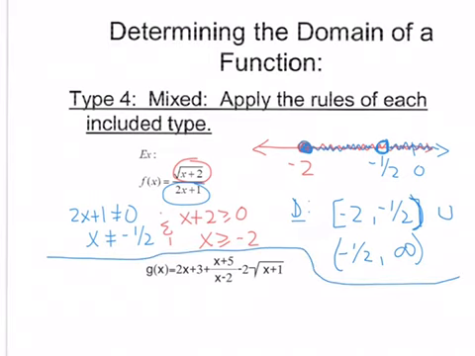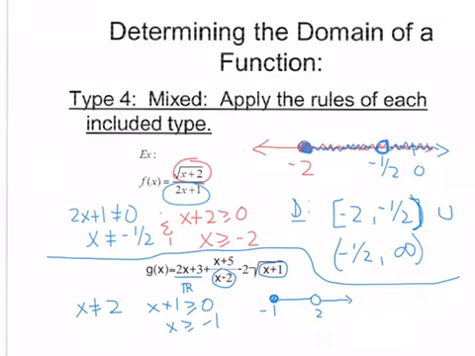My third situation, or second situation, g of x, consists of three parts. We have a polynomial, which is all real numbers, no restrictions. We have a denominator, so we have x can't be 2. We have a radical, so x plus 1 is greater than or equal to 0, so x greater than or equal to negative 1. So I've got x greater than or equal to negative 1. If I'm looking at the same kind of thing on a number line, it looks like this. But x can't be 2, so I have a hole at 2. So it looks something in this regard.